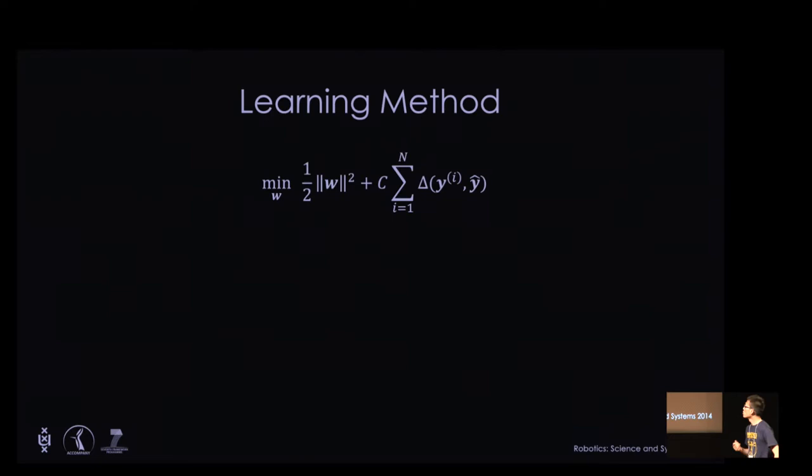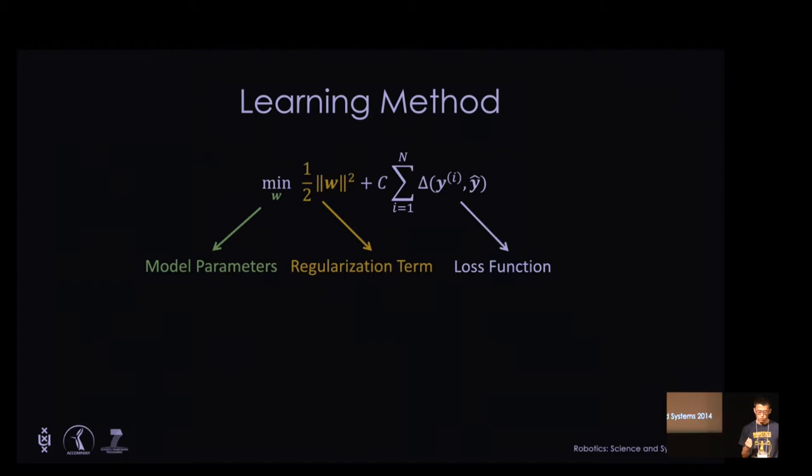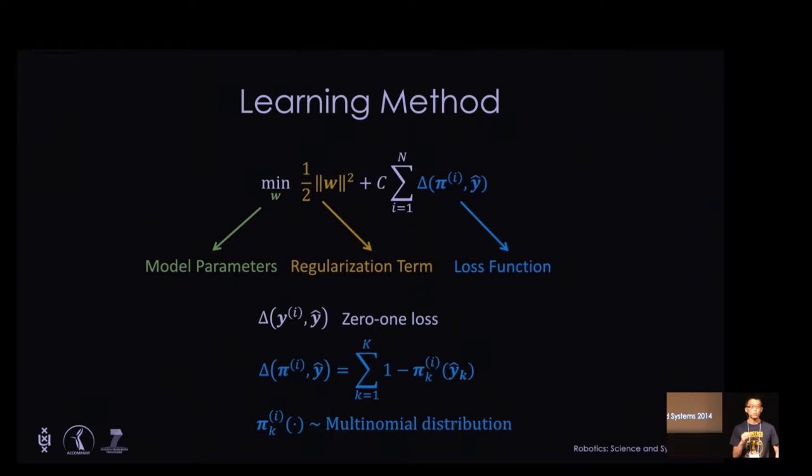So let's take a closer look at the equations here. This is the equation we want to minimize, the objective function. W is the parameters, and also we have a standard regularization term. The delta function is a loss function, which measures the difference between the prediction and our ground truth labels. Usually people use 0-1 loss here. Here we just did a very simple trick. We use a notation pi, which is a multinomial distribution over all possible labels. In this case, we call it soft labeling to incorporate the labeling uncertainties.